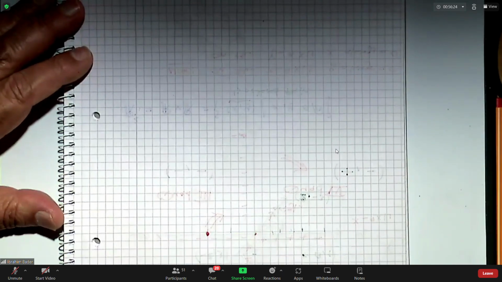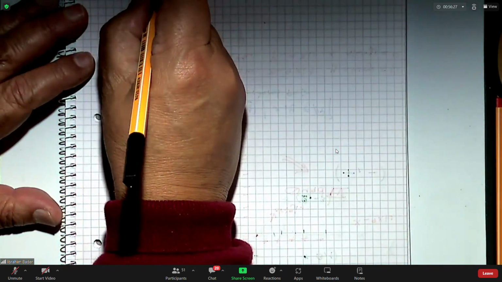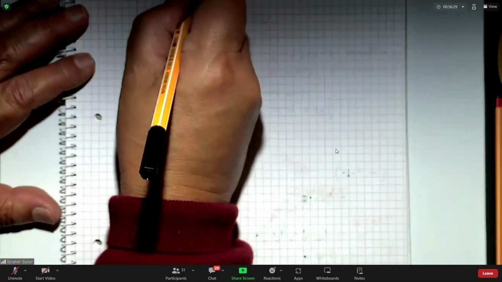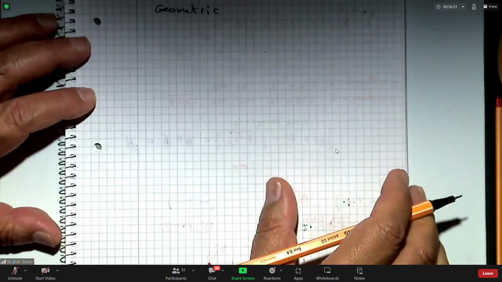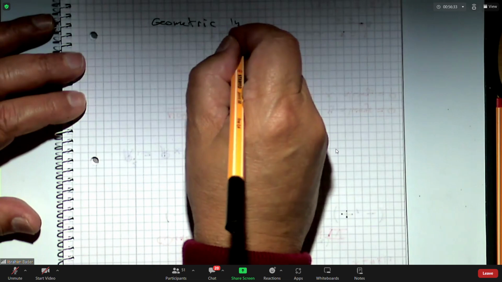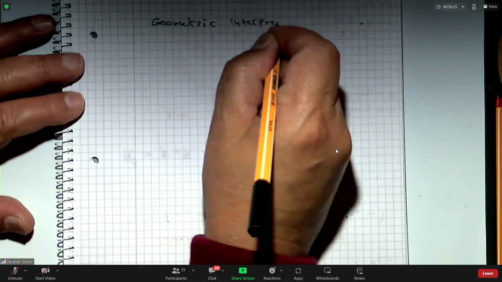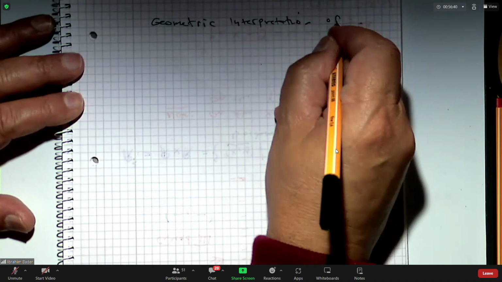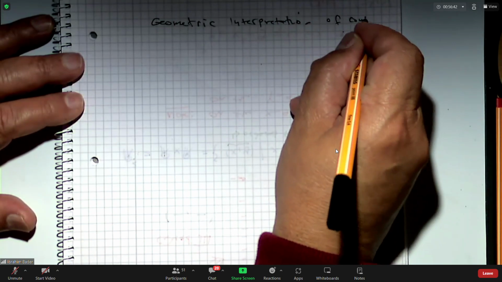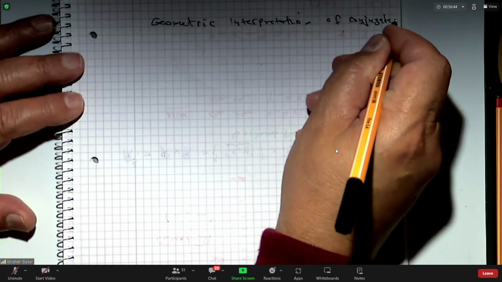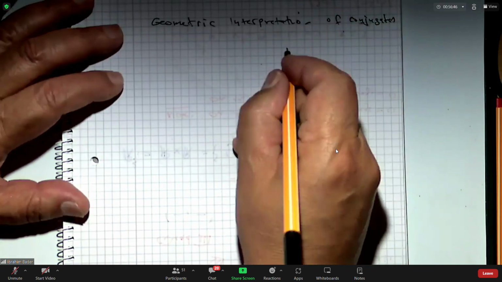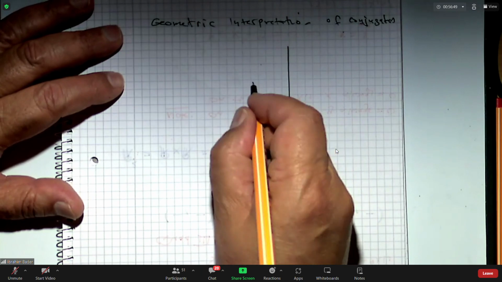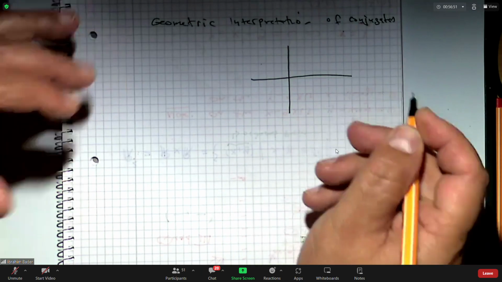But before that, geometrically, what does the conjugate stand for? What is the geometric interpretation of conjugates? So let me just remind you.